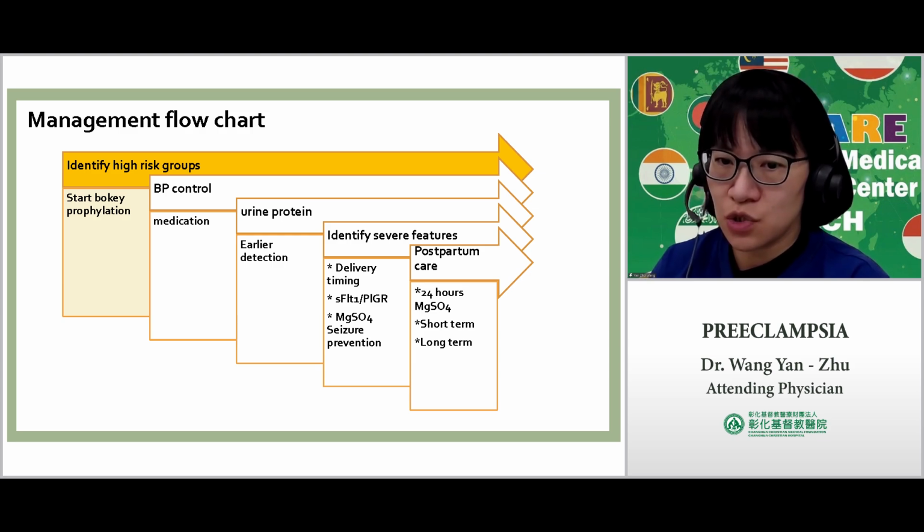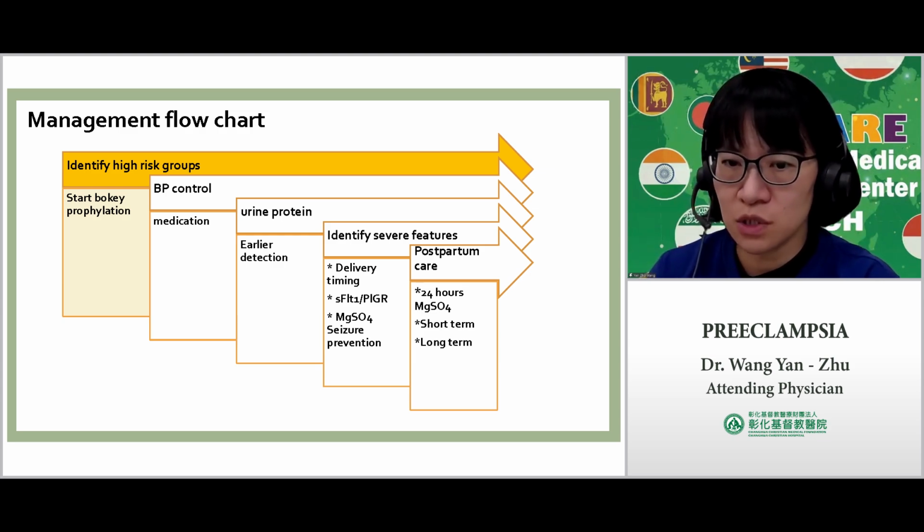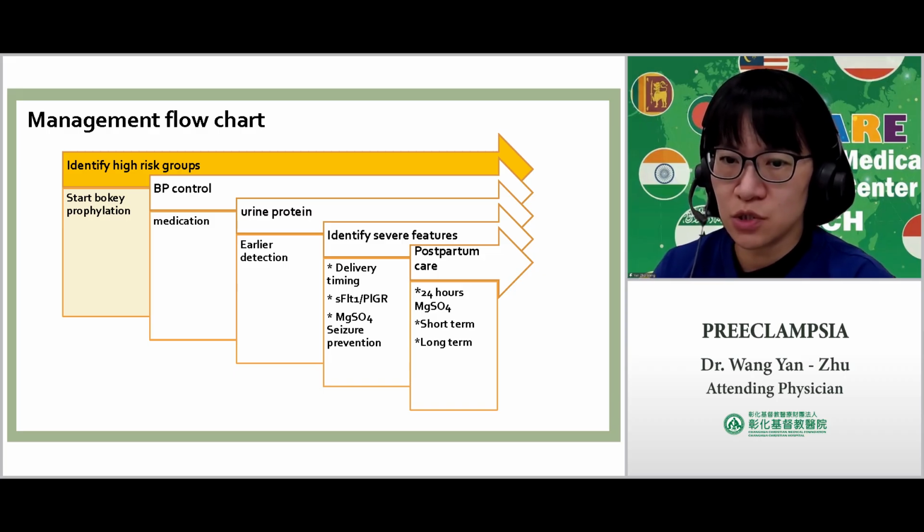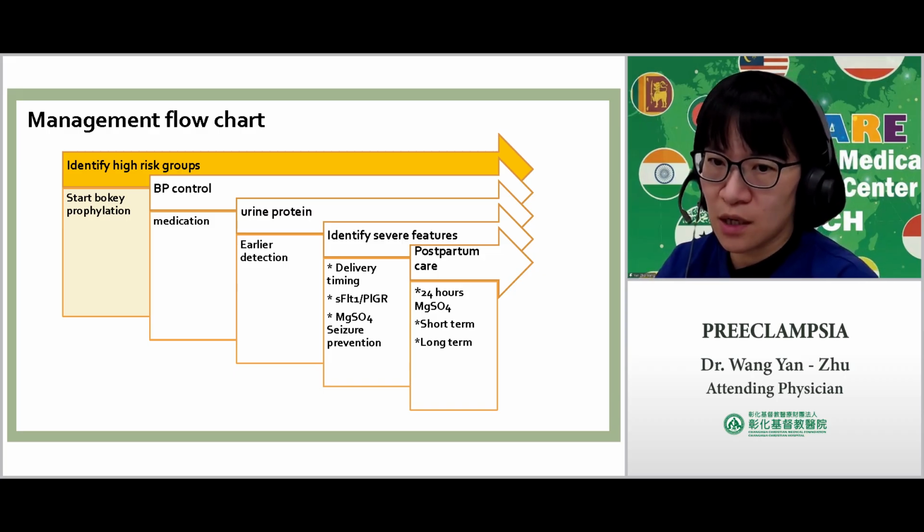And also there's a new biomarker, like I told you before, the sFlt-1 versus placental growth factor. It can help us screen all those high risk groups. And when the patient already has HELLP syndrome or a severe feature, we have to prevent them from going to a seizure attack.